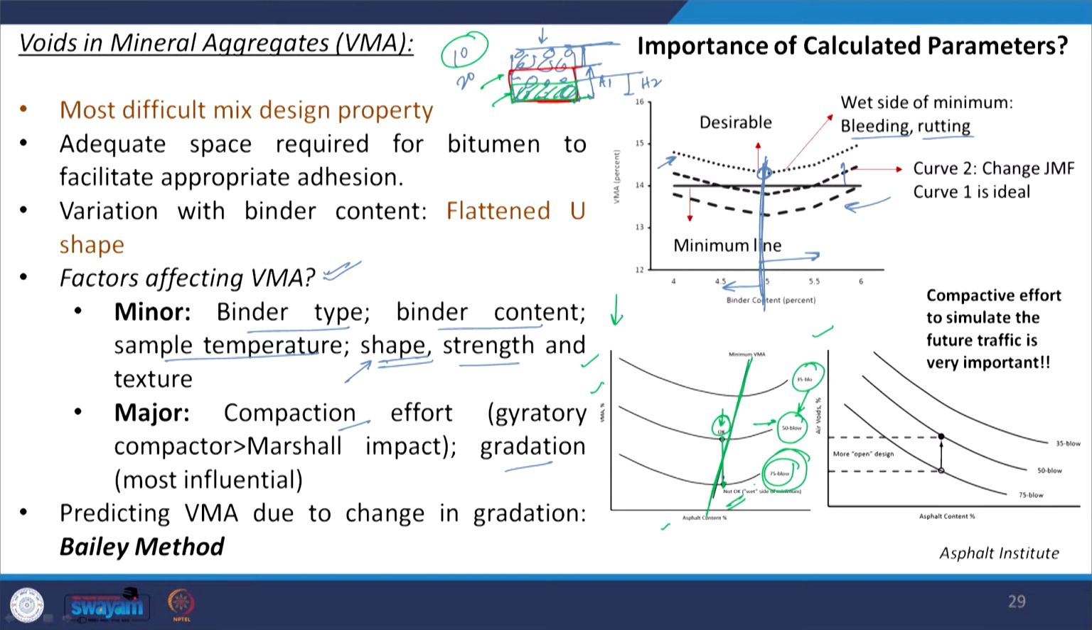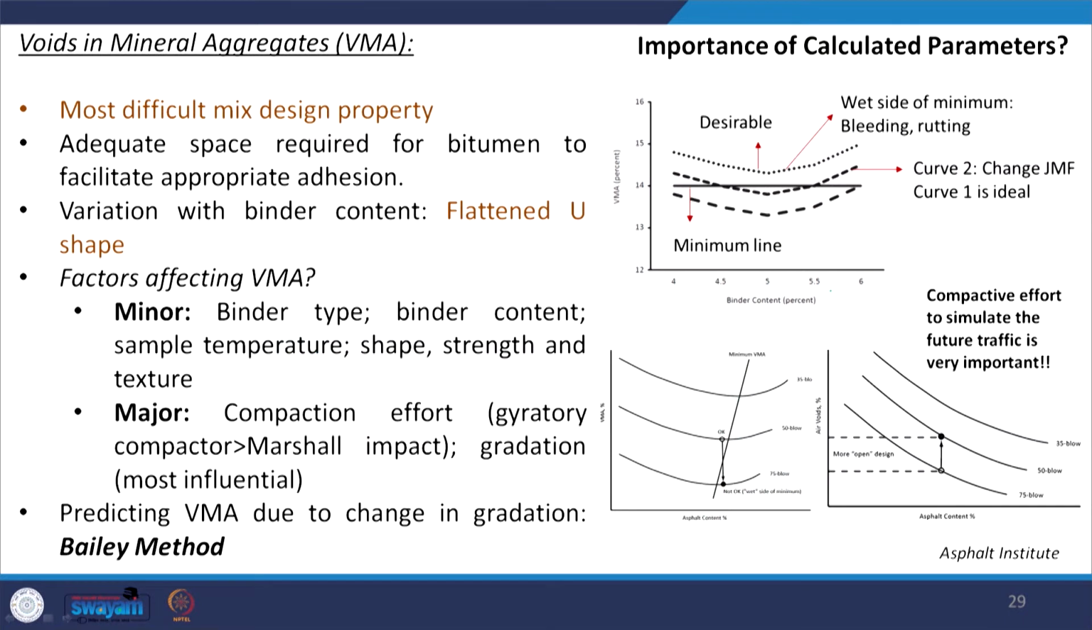We can also understand this using another example. Say we have designed our mix in the lab. Now, see the second figure. Let us say that we designed our mix in the laboratory considering that the field traffic will be high. So, we chose 75 blows. And here we are seeing the variation of air voids versus binder content. Air void will reduce with increase in binder content. So, we are on the 75 blow curve because we anticipated very high traffic. And we have calculated the optimum binder content corresponding to 4% air void. So, this is the binder content we chose.